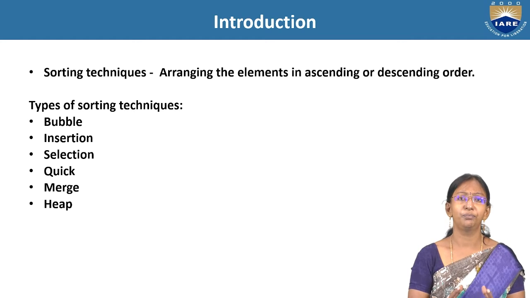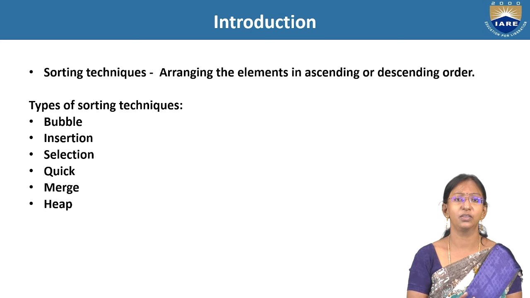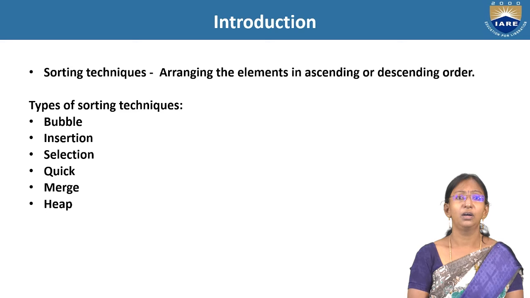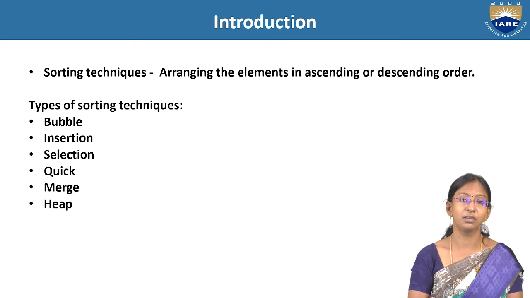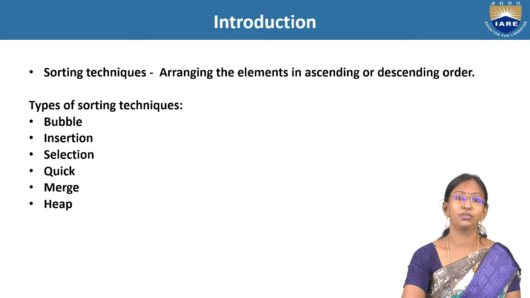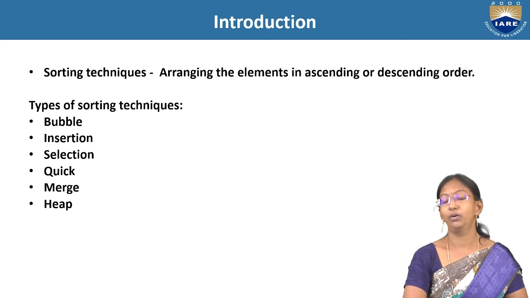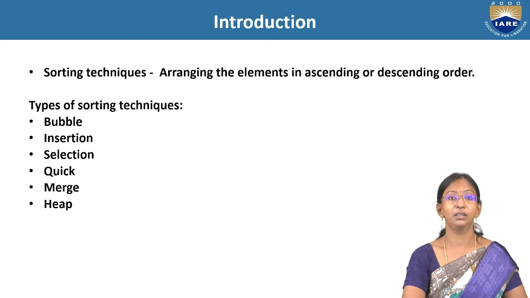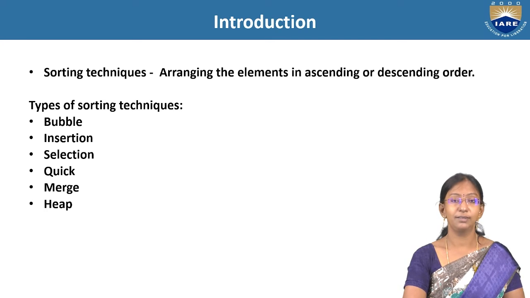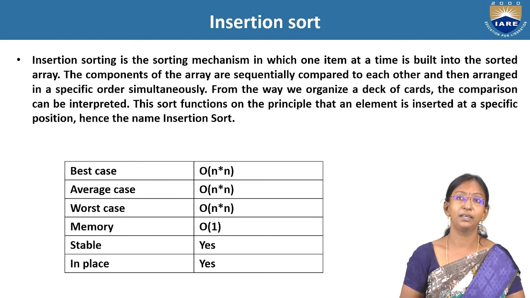Here bubble, insertion, and selection are straightforward sorting techniques, whereas quick and merge rely on divide and conquer, and heap sort uses a non-linear data structure, precisely a heap, to sort the content. But for today's session, our point of concentration is insertion sort. Let's have a look at a brief overview of insertion sort.